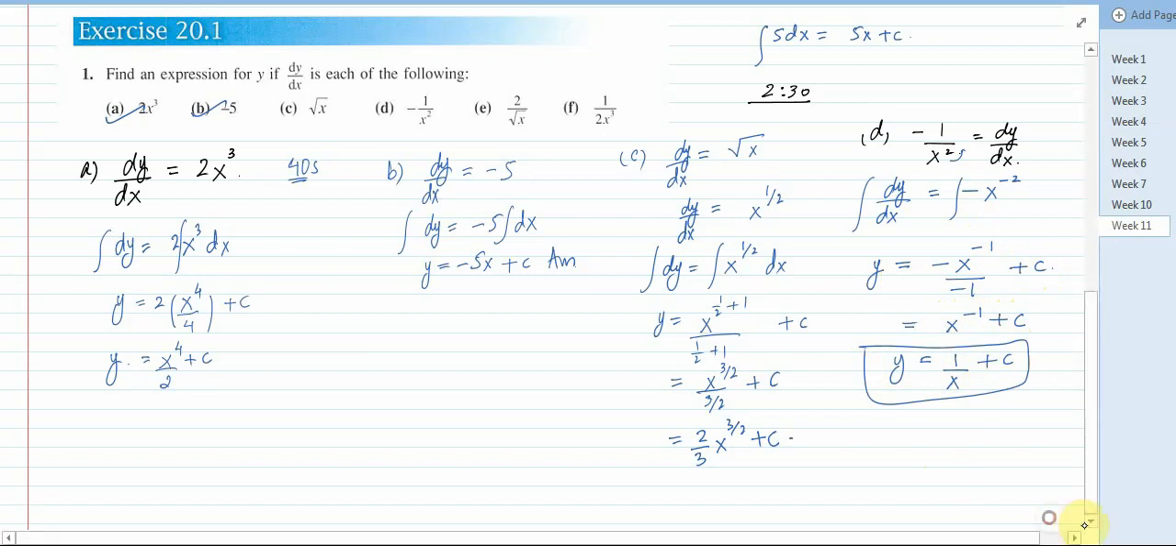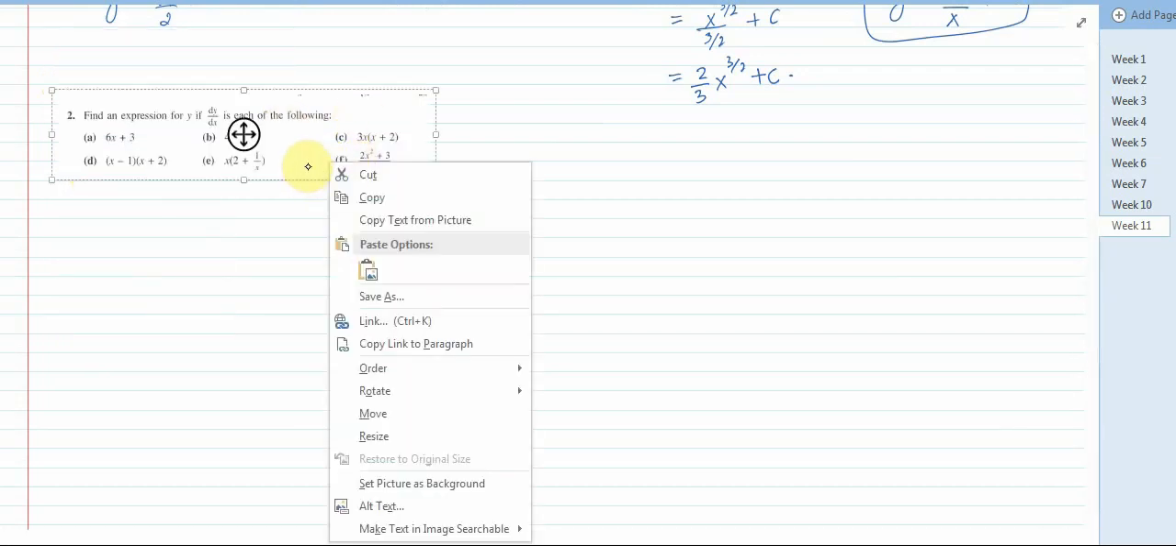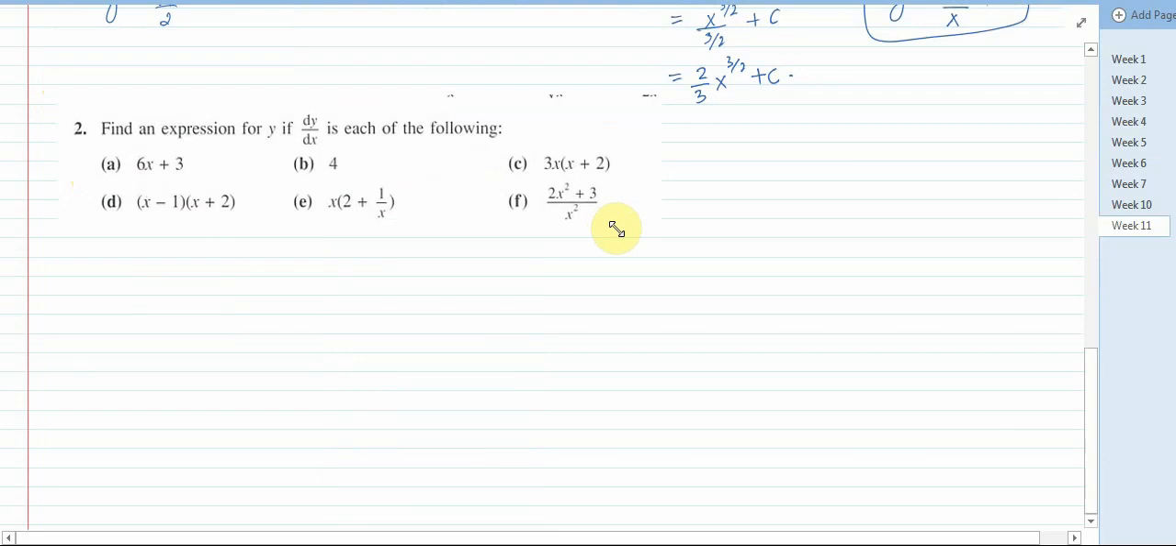Alright, so moving towards the next question, question number 2. I hope that all of you have a clear idea of question number 1, how we integrate any function, and that we need to apply plus c when we are doing an indefinite integral. So it's question number 2.